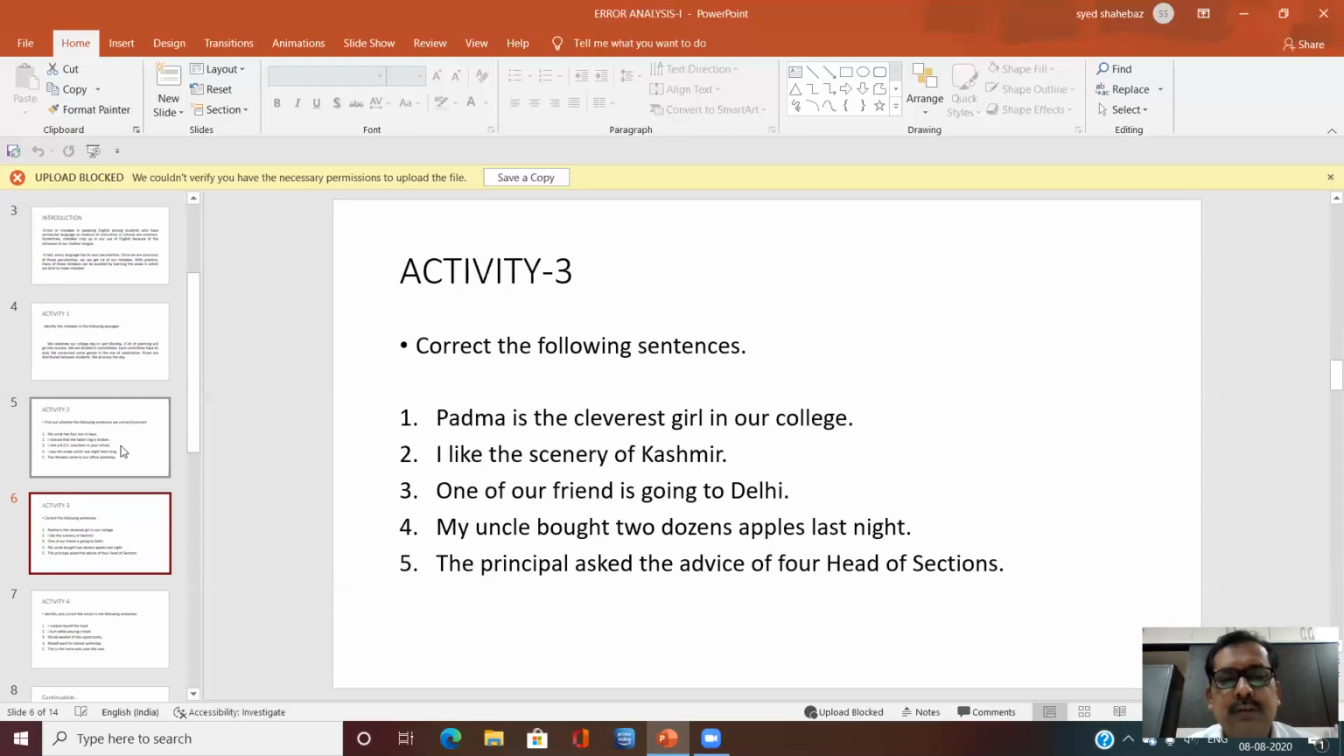Third, one of our friend is going to Delhi. So when we use this phrase one of, next the noun has to be in plural. One of our friends is going to Delhi. Friends, plural. So he has many friends. So among those friends, one friend is going to Delhi. So one of our friends is going to Delhi.